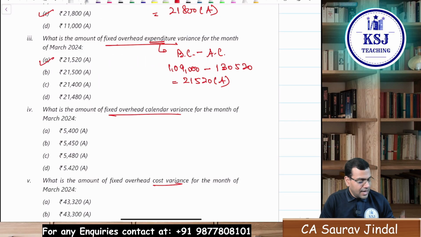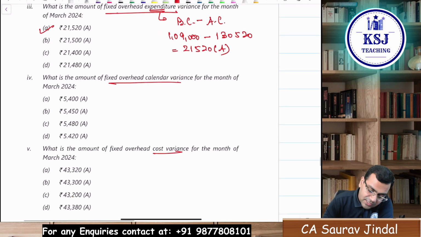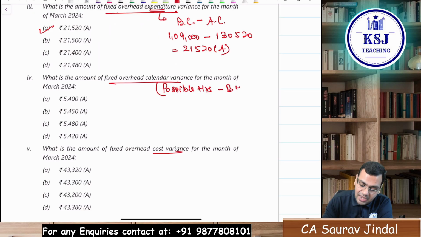Right. Now, what is this? Amount of fixed overhead calendar variance. Now, what is calendar variance, sir? Calendar variance says that we can calculate possible hours minus budgeted hours into standard rate. This is what we have studied.